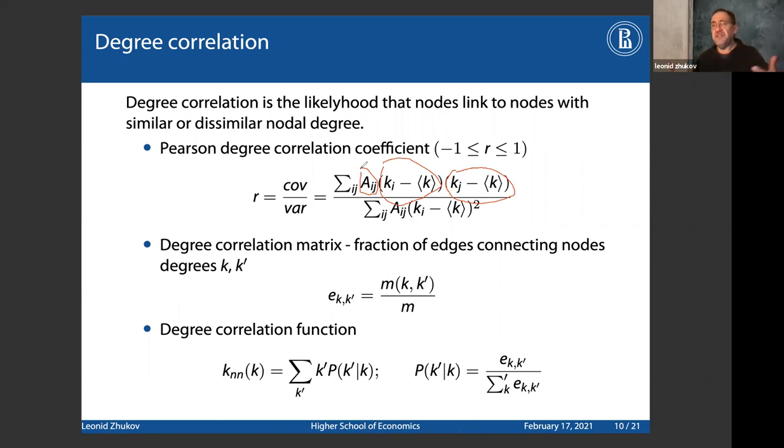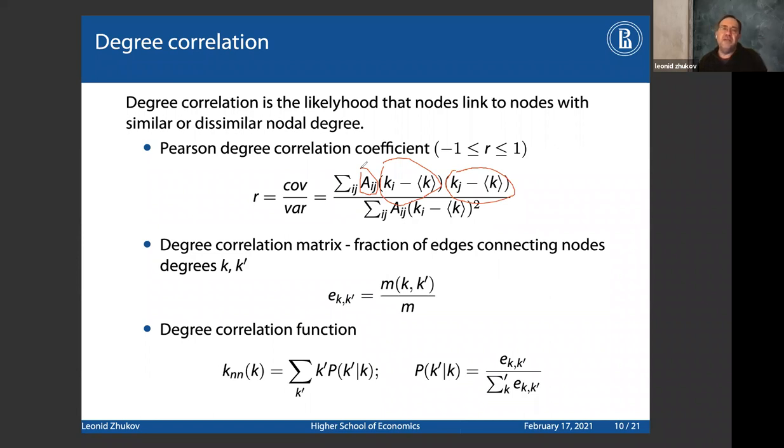So if the correlation is positive, which means large nodes in terms of number of connections connect to large nodes and small to small, this correlation coefficient is positive. And if it's opposite, then it is negative. So this is a metric for the entire graph. It's one number that you get from the graph.